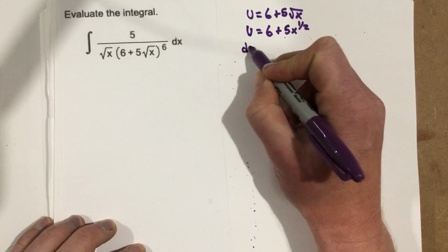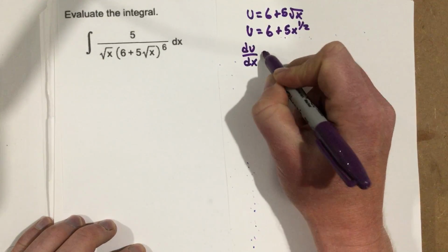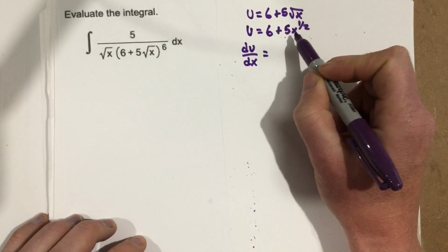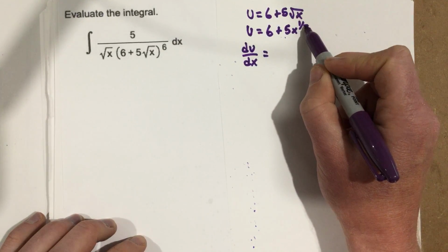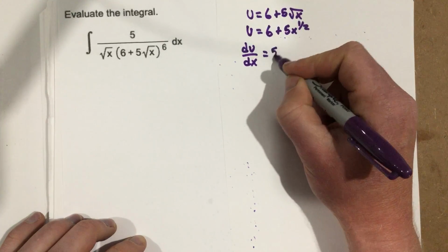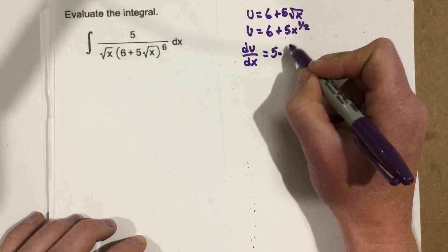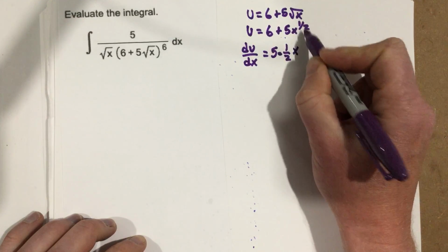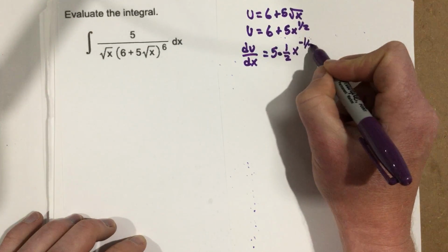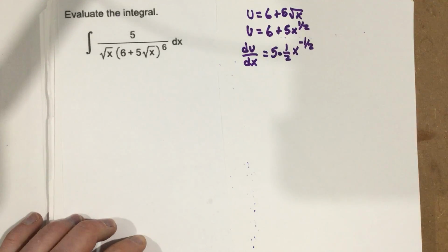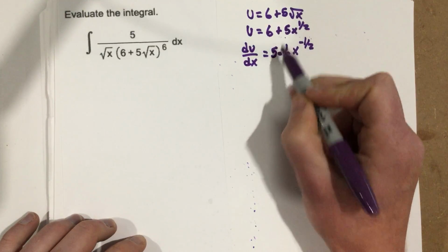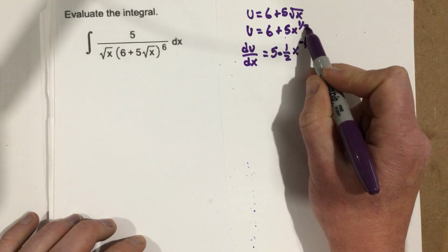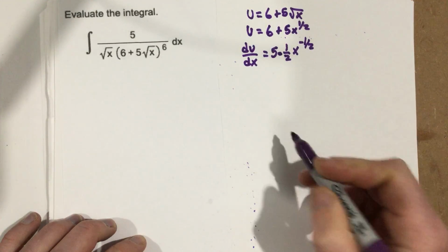Now when I do du over dx, the derivative of this, I know the derivative of 6 is 0. It cancels out. And the derivative here will give us 5 times, when I bring the half to the front, so 5 times a half, then I subtract, so I have x to the negative half. I subtract 1 from the power there. So I brought the power to the front, 5 times a half, and then I have x to the negative 1/2 because I subtract 1 from that power. That's how we take the derivative.